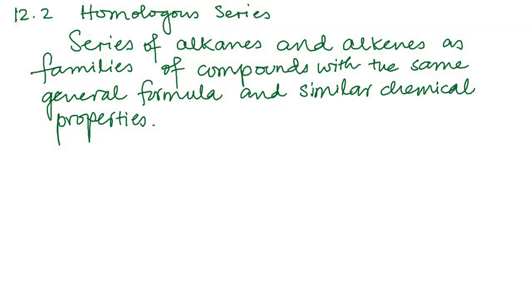These are the series of alkanes and alkenes. What are alkanes and alkenes? These are types of hydrocarbons, which means these are compounds made up of carbon and hydrogen only. We're going to talk about alkanes and alkenes in a minute. So these are the compounds which belong to the same families. All alkanes are just one family and all alkenes are one family. They have the same general formula and their chemical properties are similar. Not the same, they are similar.